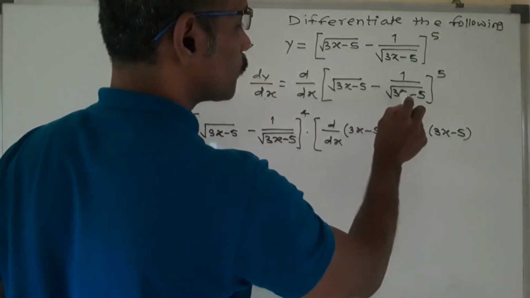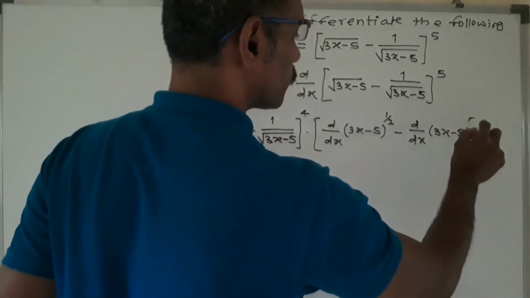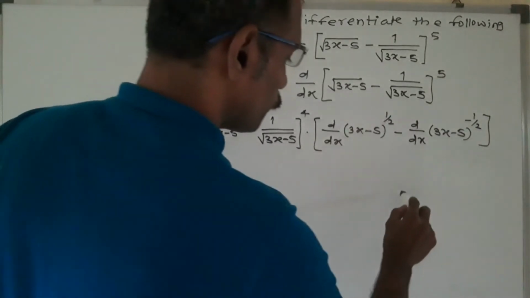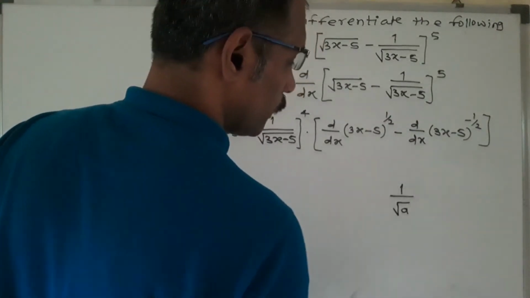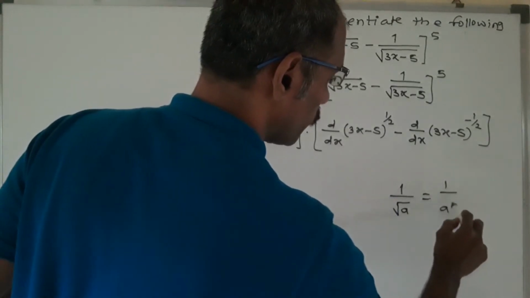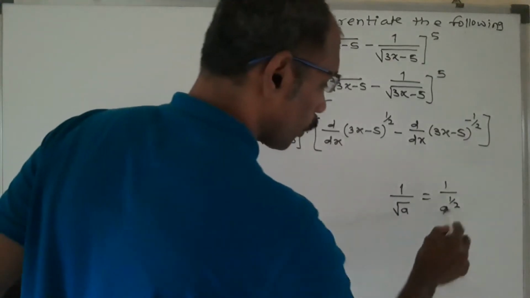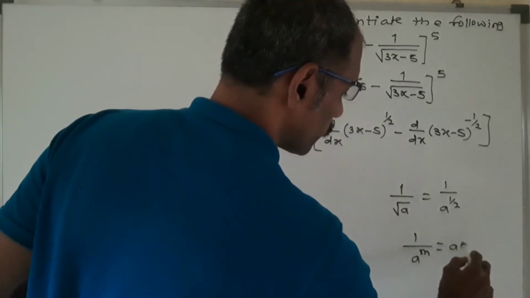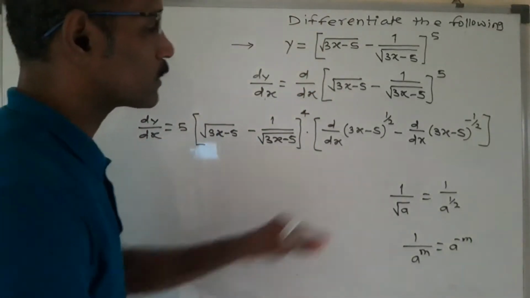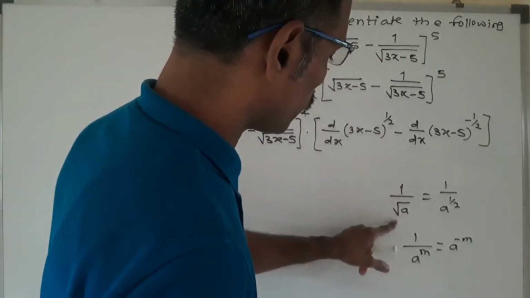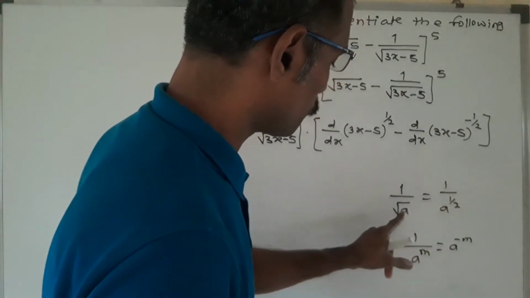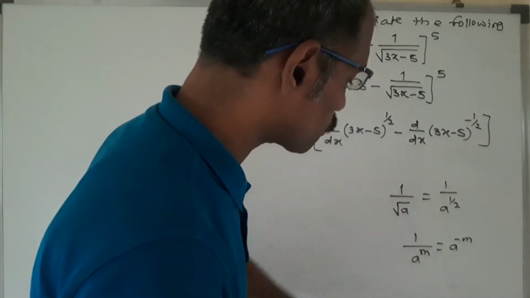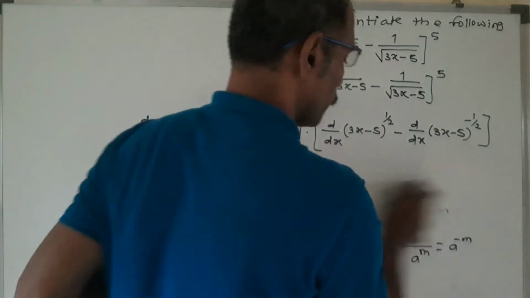Now here this root 3x minus 5 is in the denominator. Therefore, when we take this to the numerator, this becomes minus. See here, you know that we write this as 1 upon a raised to 1 upon 2. Then by using laws of indices, 1 upon a raised to m means a raised to minus m. We use laws of indices, same here also. Same method, 1 upon root a means 1 upon a raised to 1 upon 2. Root means 1 upon 2. Now here we use laws of indices, 1 upon a raised to m is equal to a raised to minus m. Same way there also we write.